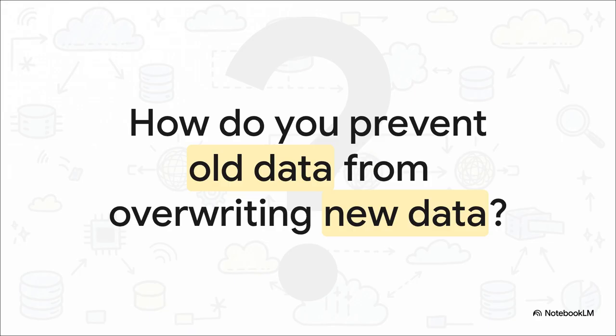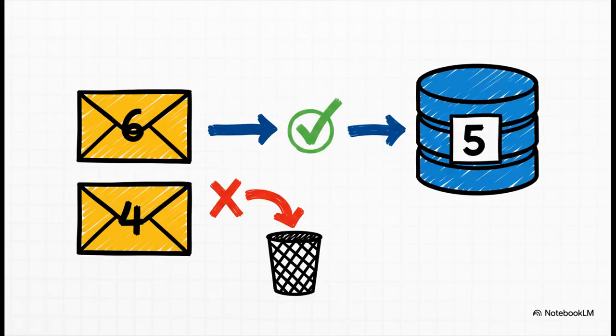In a distributed system, you have zero guarantees about the order events will arrive in. So what happens if an update from 5 minutes ago gets stuck in a queue and shows up after a more recent update has already been processed? You've got a huge risk of overwriting your fresh new data with old, stale information. So how do you prevent that? The solution is actually surprisingly simple and elegant.